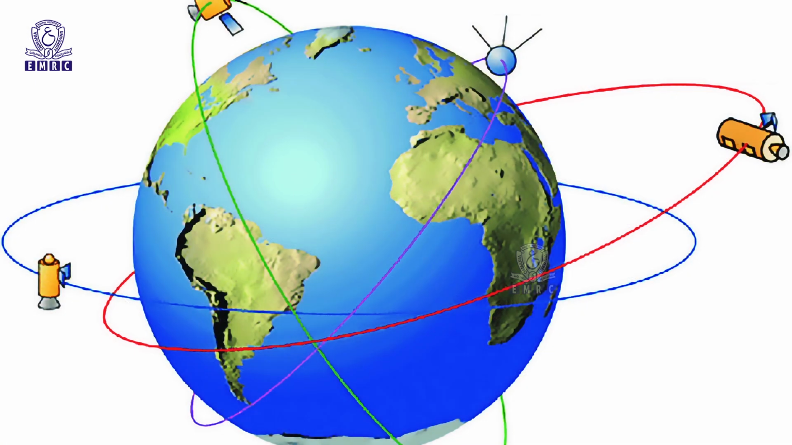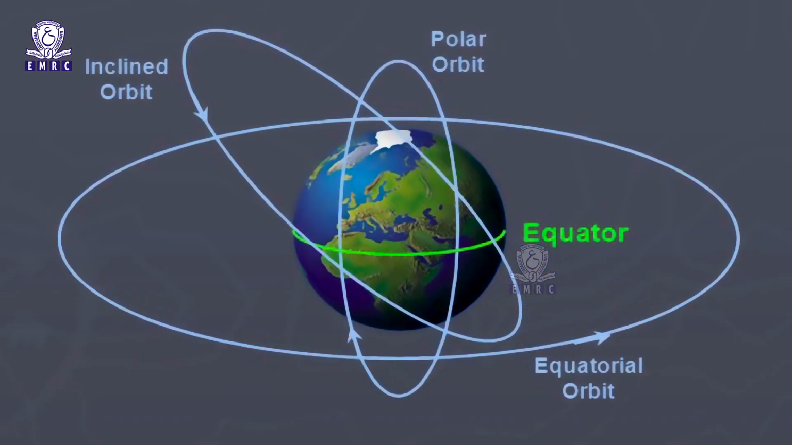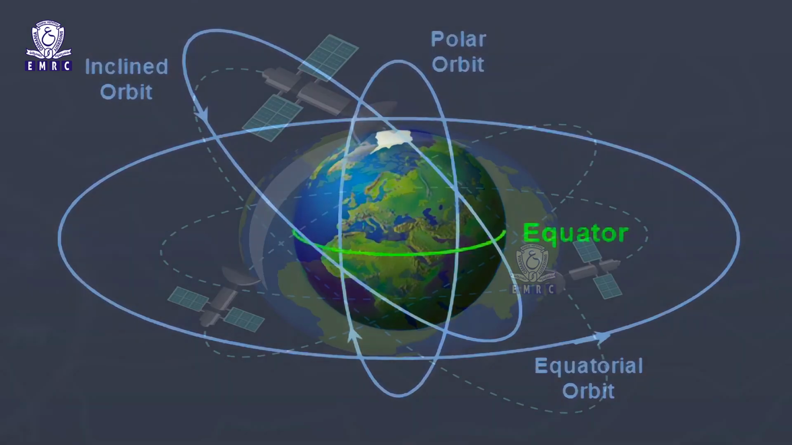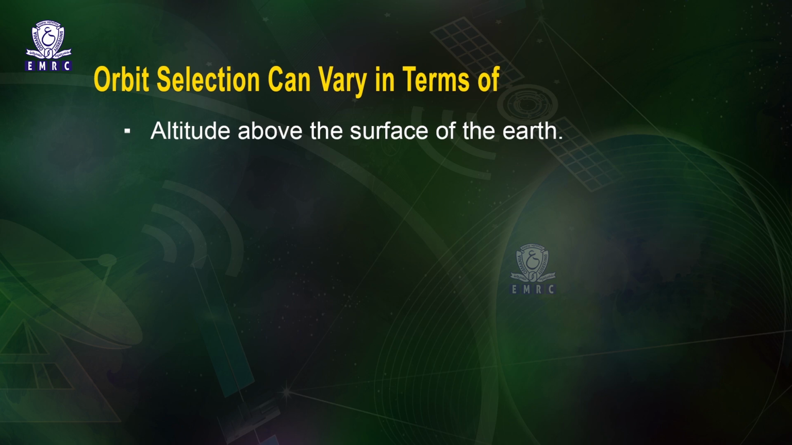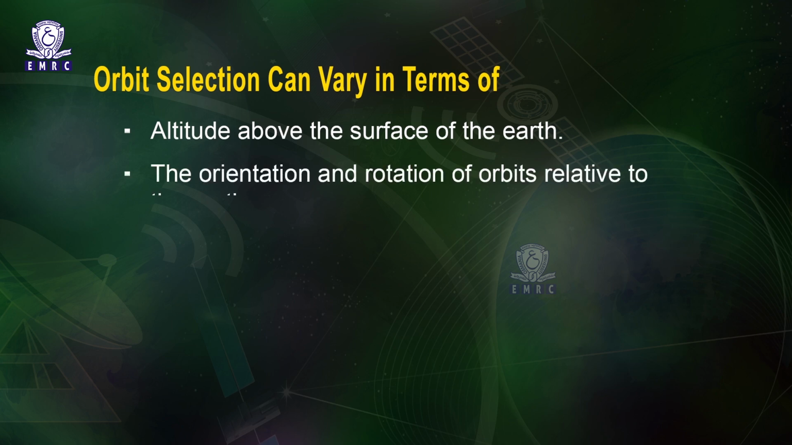It is also important to note that an orbit that brings the satellite over the poles or close to them has a larger angle, but an orbit that makes the satellite stay close to equator has smaller angle. As a consequence, the distance away from the Earth will affect the speed of the object in orbit. So, the orbit selection can vary in terms of altitude above the surface of the Earth and the orientation and the rotation of the orbits relative to the Earth.